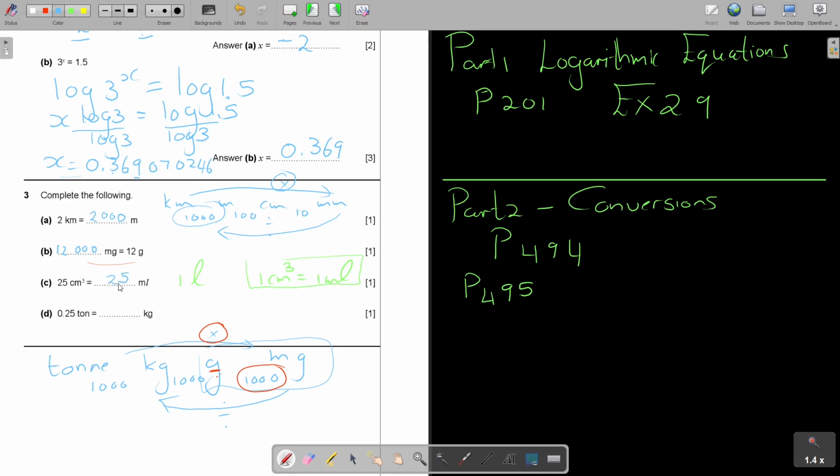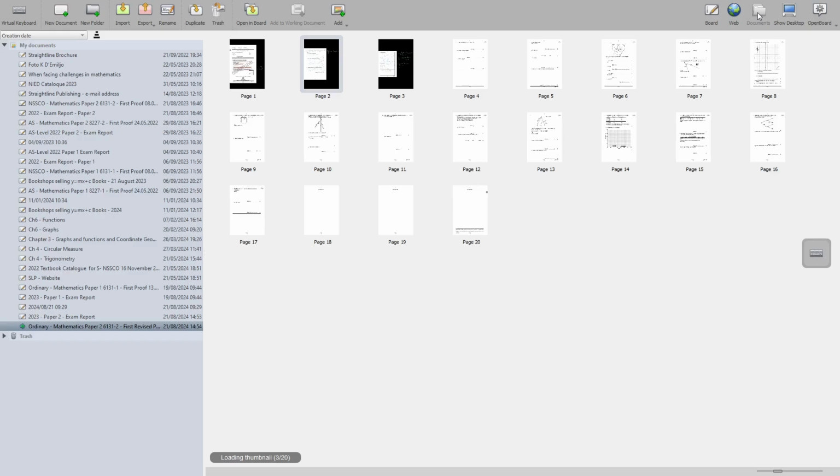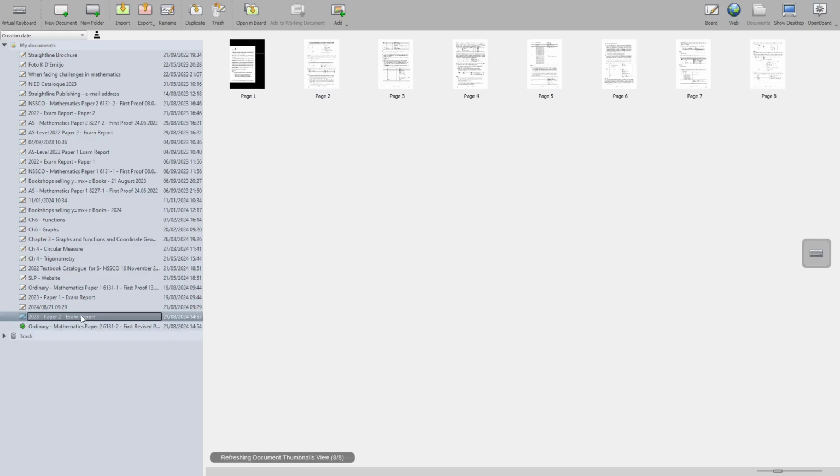So if it's equal, then it's also going to just be what? 25. Okay. And then again, they gave you a ton one. I must go from ton to kilograms. So I multiply with 1,000. So press on your calculator 0.25, multiply 1,000, and it's going to be 250. Okay, let's go to the examinations report and see if you're correct there.